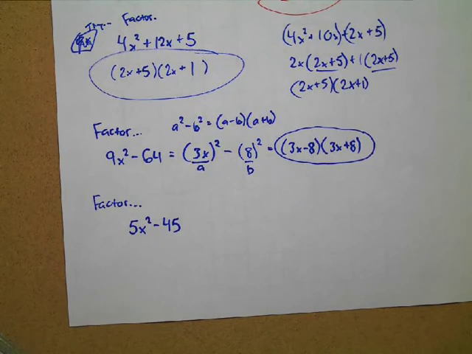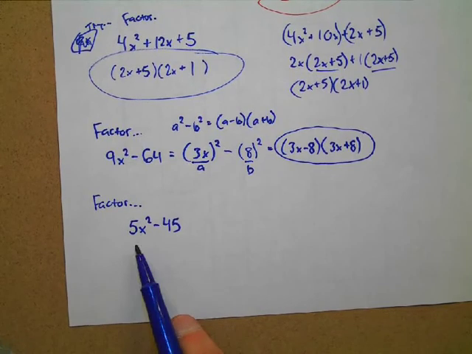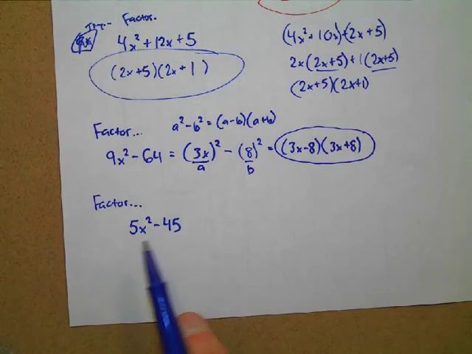Is this a difference of perfect squares? No, it isn't. 45 is not a perfect square, and 5 is not a perfect square. X squared is a perfect square, but 5 is not. However, what do both of these terms have in common? A 5, okay?